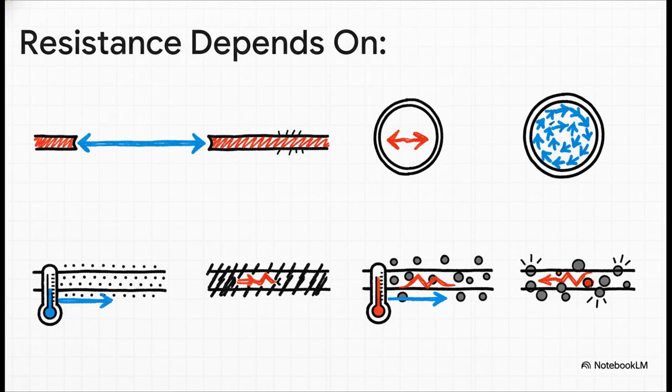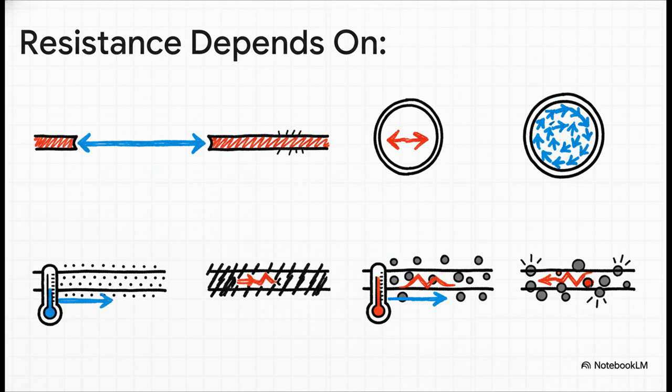It turns out that resistance depends on four main things. First, the length of the conductor. It's quite intuitive. A longer wire will have more resistance, just like a longer crowded hallway is harder to cross. Second, its area of cross-section, which means how thick the wire is. A thicker wire has less resistance because there's more space for the electrons to flow, just like a wider hallway is easier to walk through.